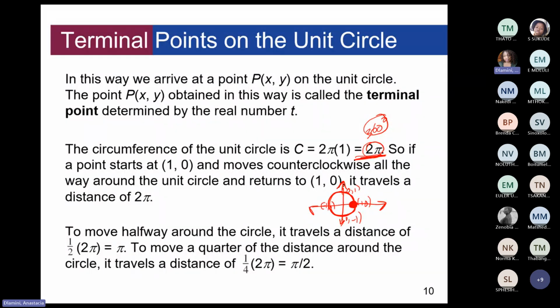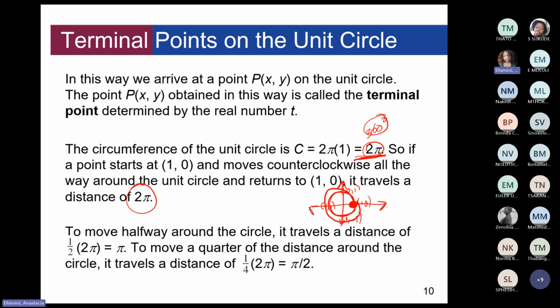So this statement is saying that if I start at this point and I move counterclockwise, meaning in this direction, I'll come back to that point. Because then I know that if I come back to that point, I've moved a distance of 2 pi. That is a distance of 360.